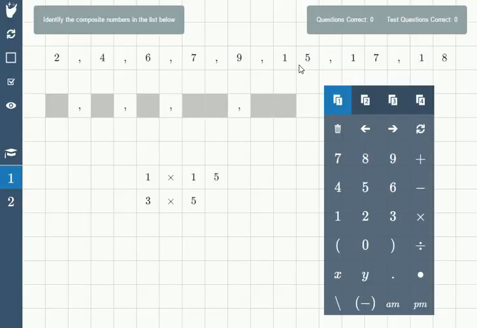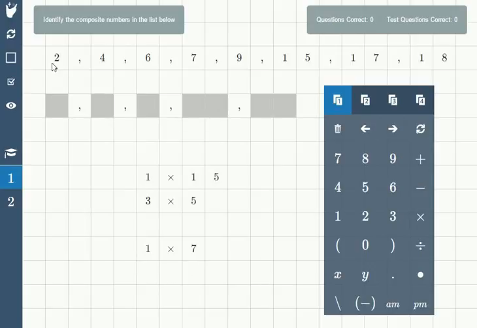Let's have a look at a prime number in the list. How about 7? So how can we make 7 using multiplication? Well, we can do 1 times 7, and that's it. So that's what makes 7 a prime number, the fact that it only has 2 factors, 1 and itself. So to answer this question, we need to look through the list of numbers and add to the answer boxes any numbers that have more than 1 and themselves as a factor.